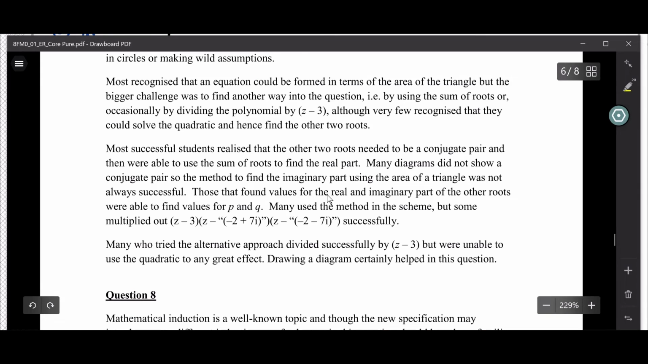Those that found values for the real and imaginary part of the roots were able to find the values of P and Q. Many used the method in the scheme, but some multiplied out z minus 3 lots of z minus the first root lots of z minus the second root successfully. Many who tried the alternative approach by dividing successfully by z minus 3 were unable to use the quadratic to any great effect. Drawing a diagram certainly helped with this question.